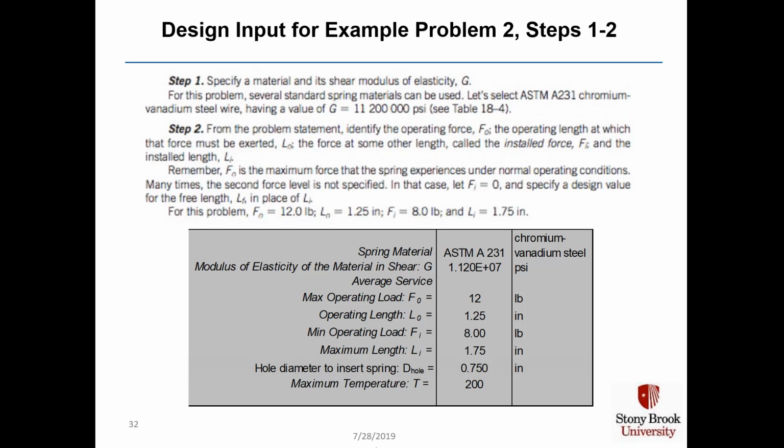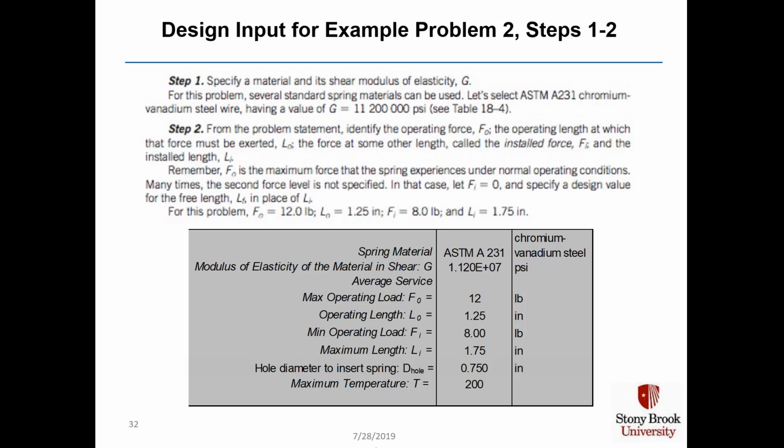Remember that F sub 0 is the maximum force that the spring experiences under normal operating conditions. Many times, the second force level, F sub I, is not known. In that case, you let F sub I equal 0 and specify a design value for the spring length L sub F in place of L sub I. But in our example, we do know F sub I and L sub I.